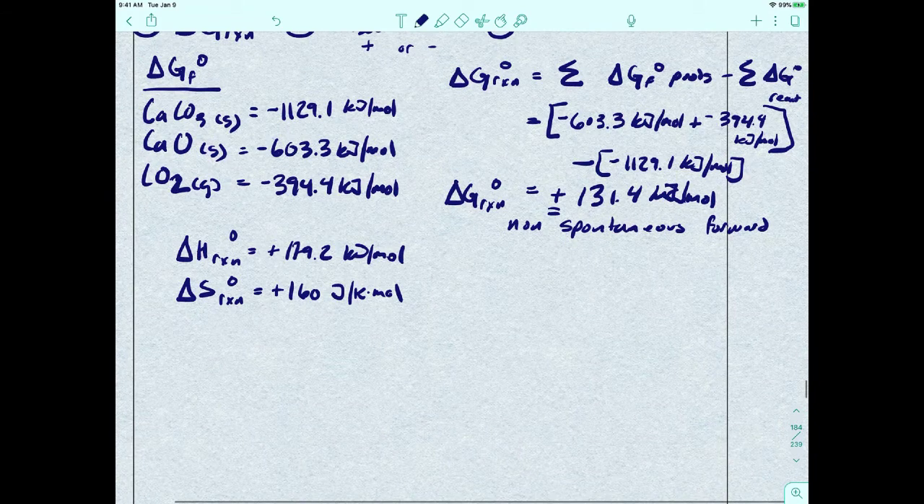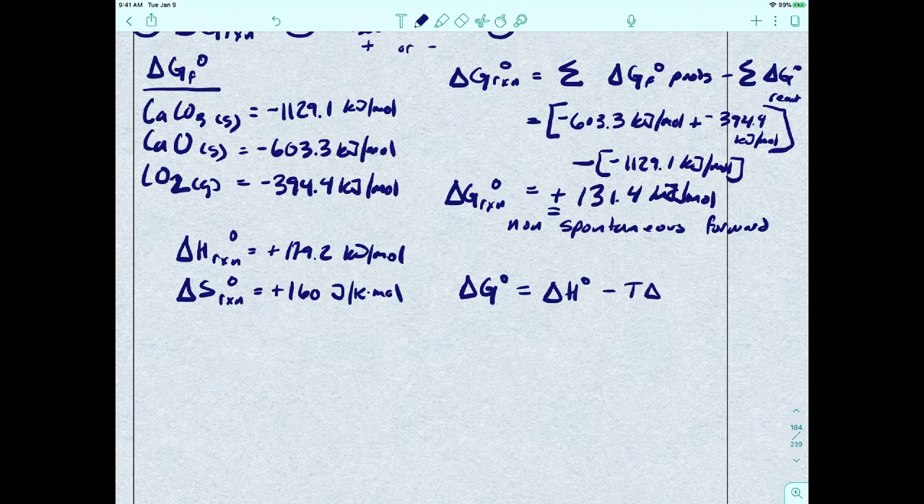Now, we could have used the equation delta G at standard state is equal to delta H at standard state minus T delta S. We know the temperature. We know the change in entropy. We could pop in our values and solve for delta G that way. So let's double check just to make sure that the values come out right.